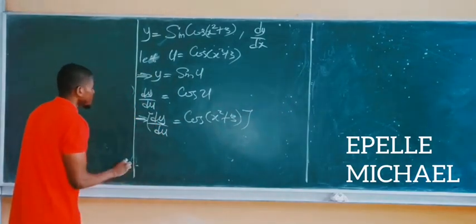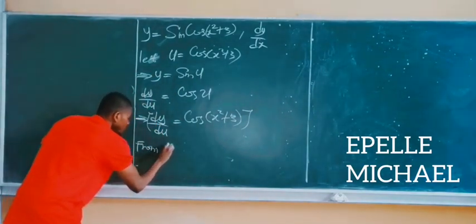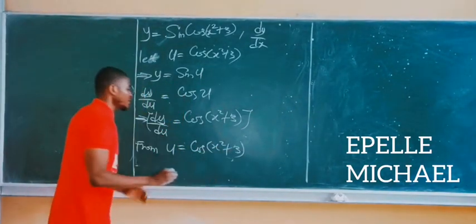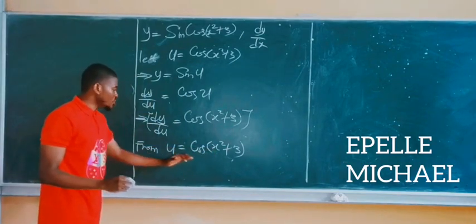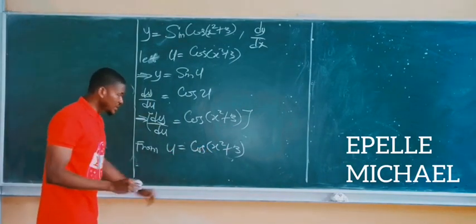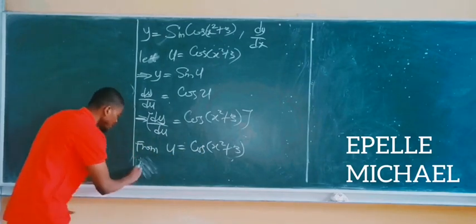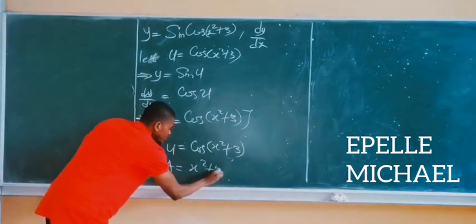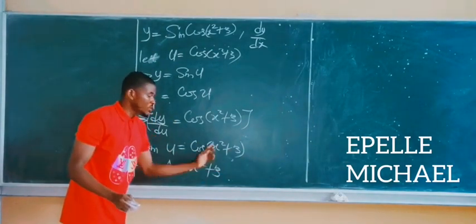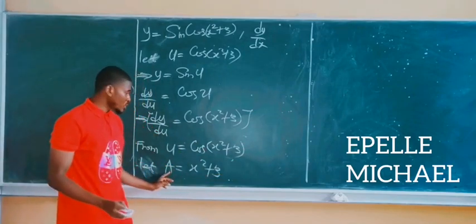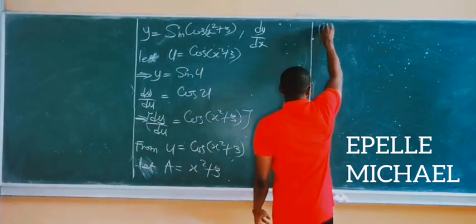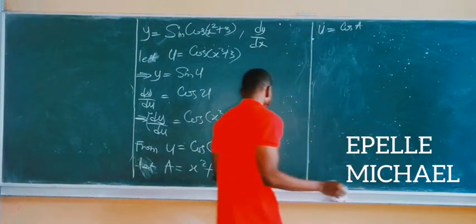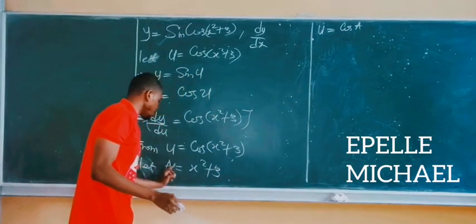Or also, from u equal to cos(x squared plus 3), I said u now is a function of x, so I have to differentiate u with respect to x. To do this, we simply say let a be equal to x squared plus 3. So the whole of this function x squared plus 3 should simply be a. That means now that u itself is equal to cos a. So in place of x squared plus 3, we are simply replacing with a.